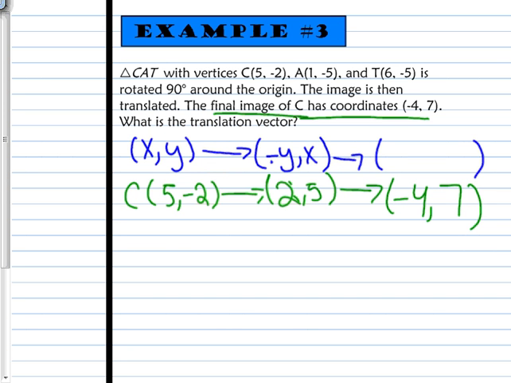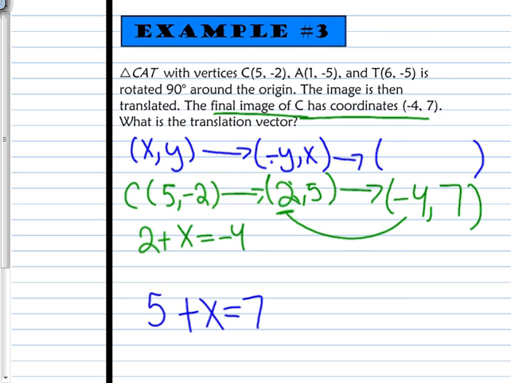This is where some geometry comes into play. Not some geometry, I'm sorry. This is where some algebra comes into play. I'm at the number 2 right now, and I have to get to the number -4. So 2 plus something gives me -4, okay? And then my y-coordinate was 5. I added something to it, and I ended up at 7. 5 plus something is 7.